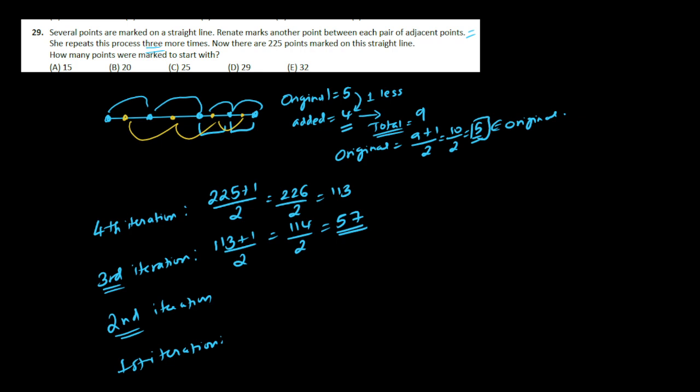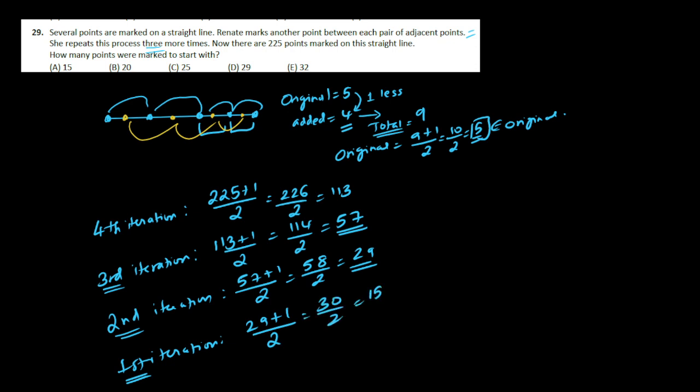So if you want to find out what was there before, you got to add 1 to it, and then divide by 2, you will get 58 divided by 2 is 29. So that is what you had while you were doing the 1st iteration. But if you want to go back to the original, you add 1 to it and divide by 2, you will get 15. So 15 is where she started with, and then added 1 point between the existing pairs, and she ended up in 29.